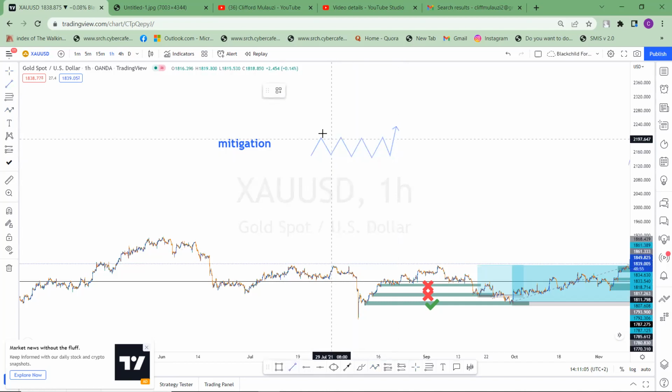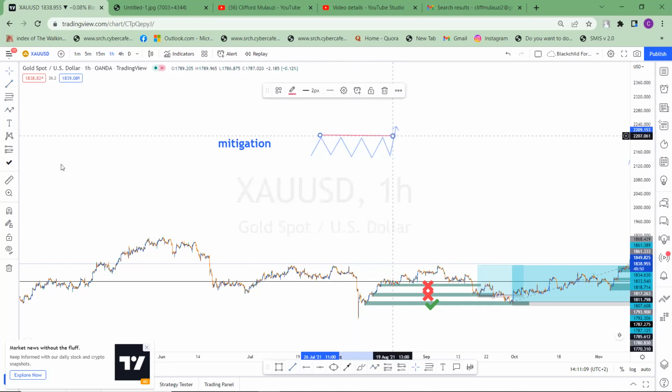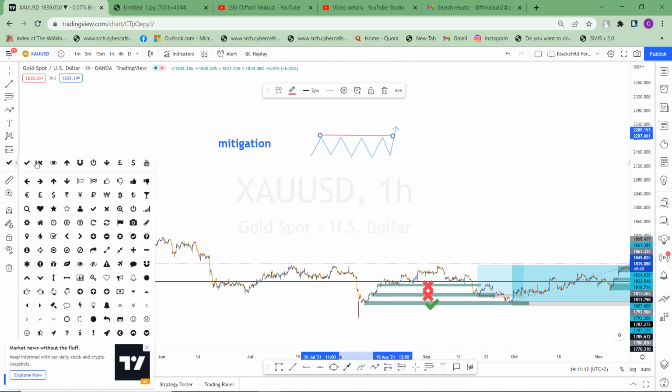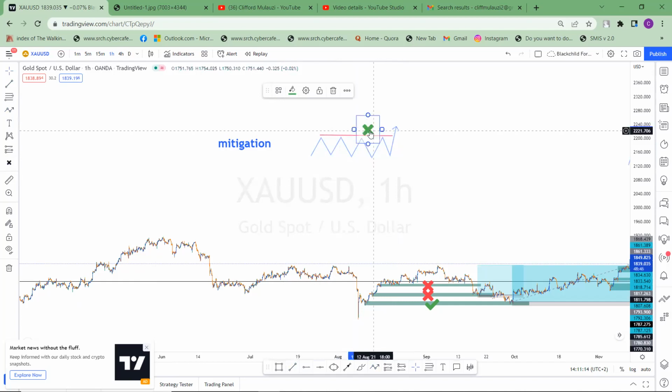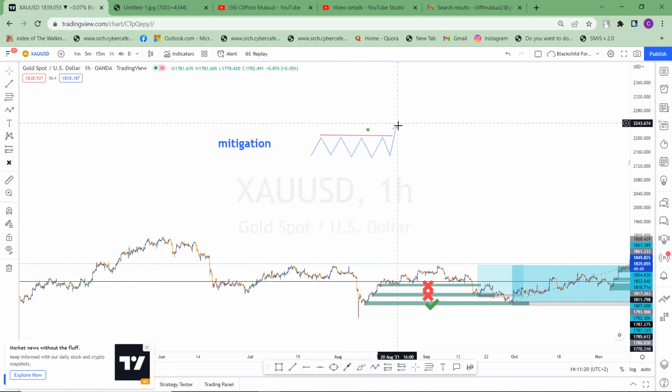Remember what has happened here. We have actually broken this level, which is a break of structure, right? Pay attention, I've actually broken this level. So as soon as they pump in more money and move the market to the upside, this is what happens. They break the market, right?